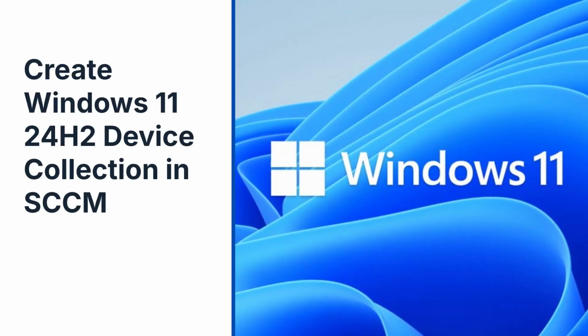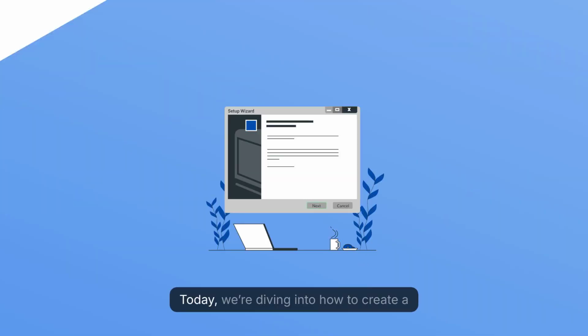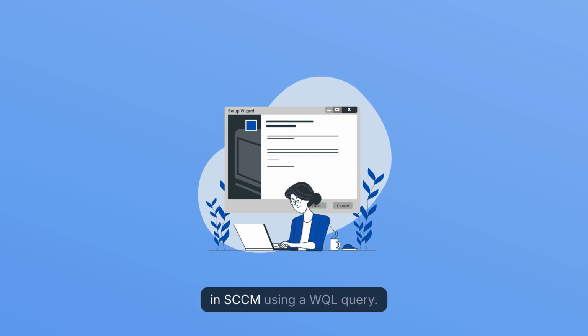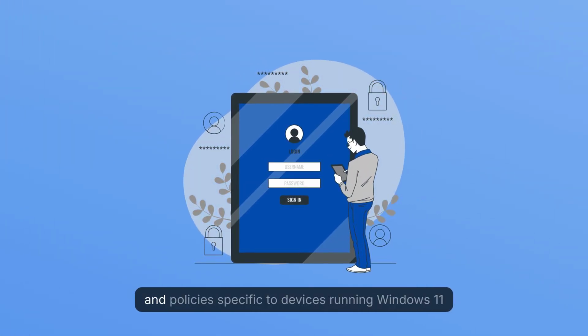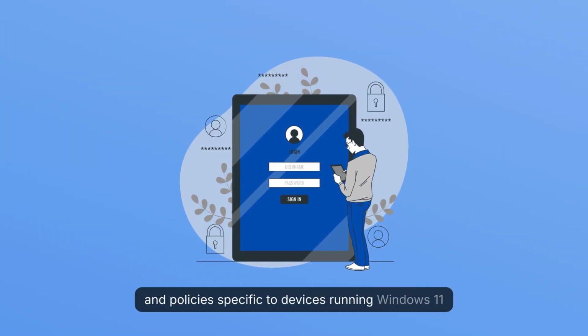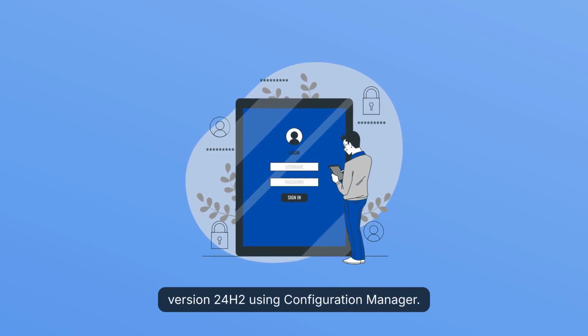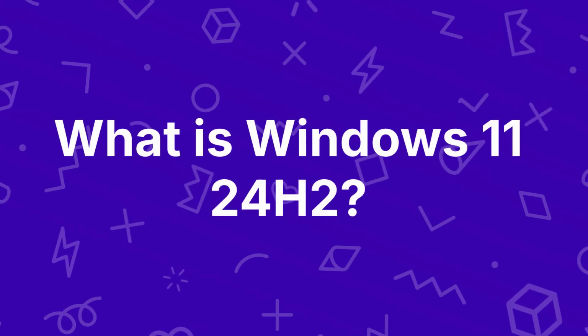Create Windows 11 24H2 device collection in SCCM. Today, we're diving into how to create a collection for devices running Windows 11 version 24H2 in SCCM using a WQL query. This device collection is essential for deploying apps and policies specific to devices running Windows 11 version 24H2 using Configuration Manager. What is Windows 11 24H2?